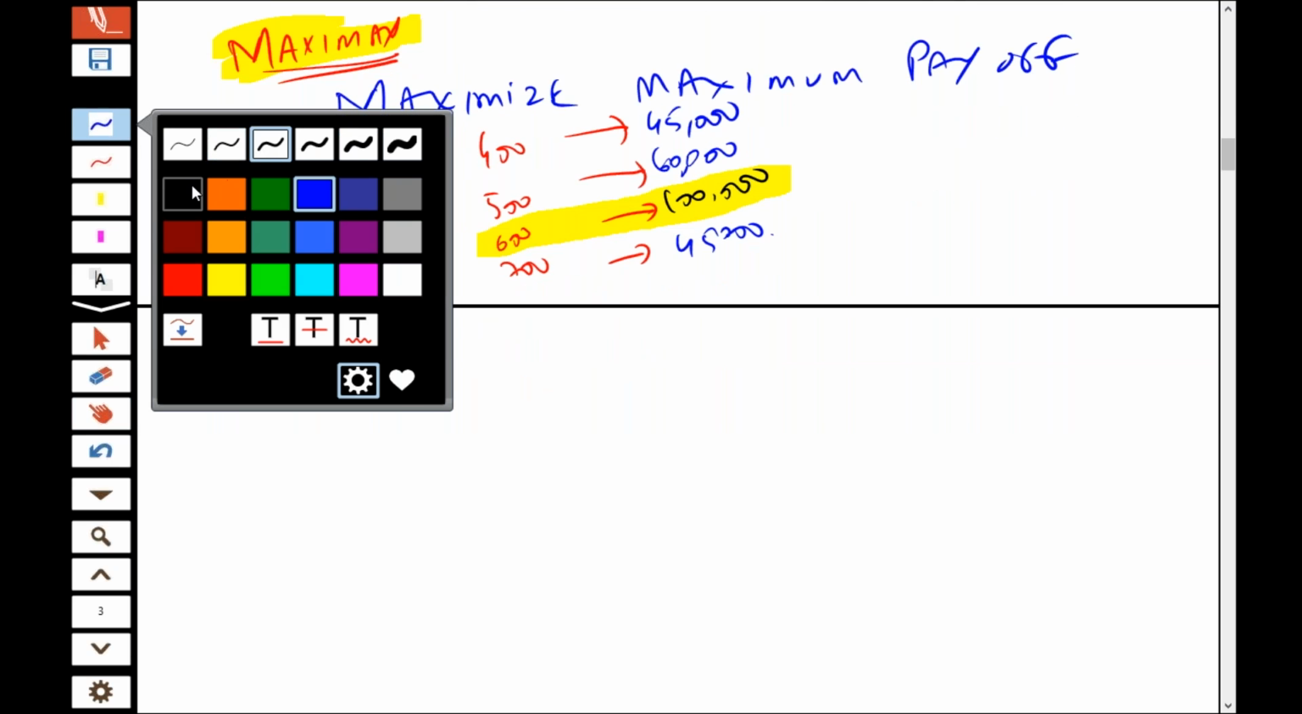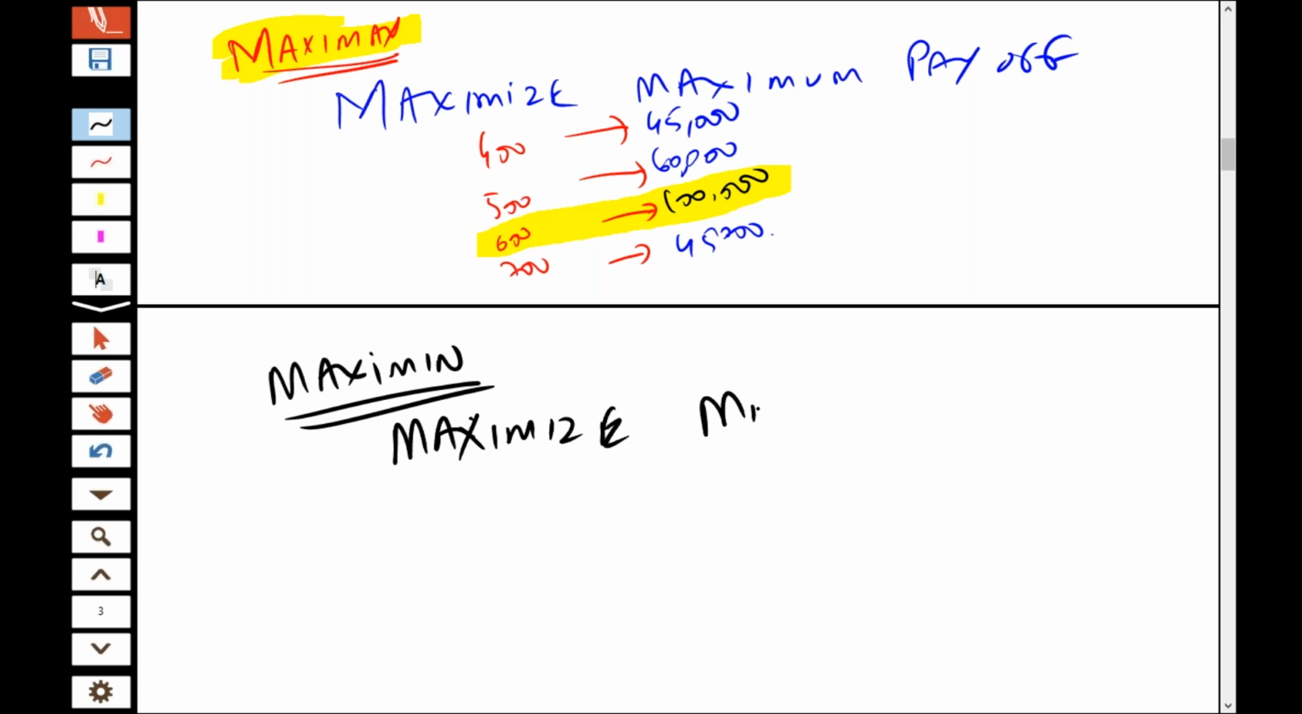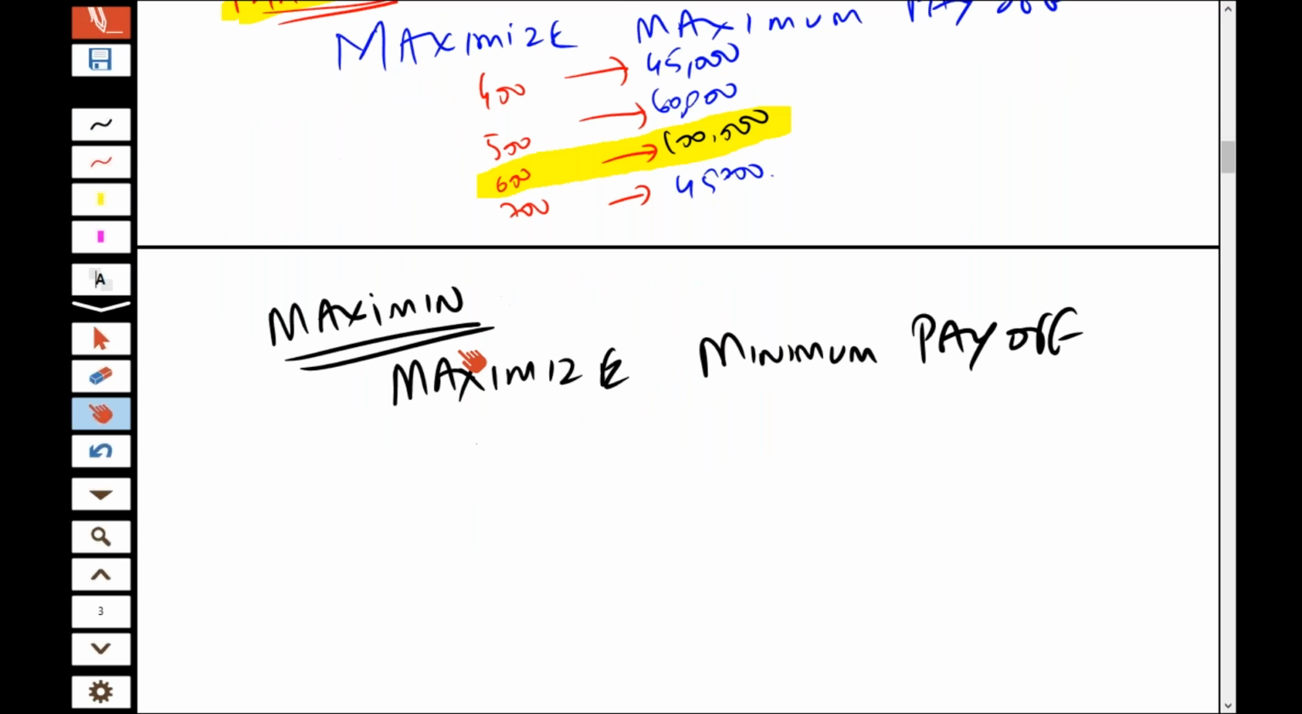Okay, now the second technique that you need to use is termed as maximin. Now, what exactly do you mean by this maximin? This actually means you need to maximize the minimum payoff. What does it mean? It means that you have to maximize the minimum payoff.